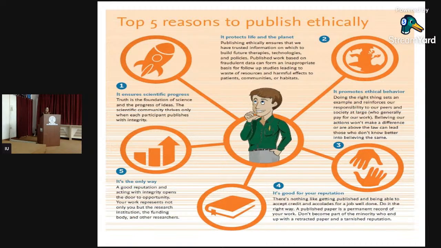What is the second reason? It protects life and the planet. So publishing ethically ensures that we have trusted information on which we build future therapies, technologies, and policies. So our research may be a basis for some policy document. If the basis for a policy document is incorrect, obviously the policy document would also be incorrect, wouldn't it? So we protect life on the planet by publishing ethically.